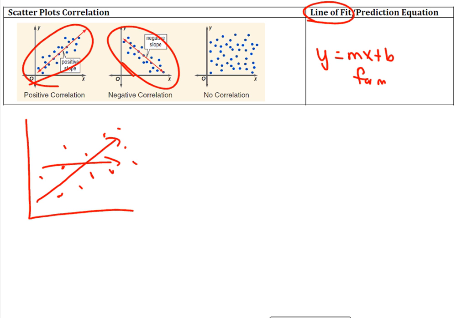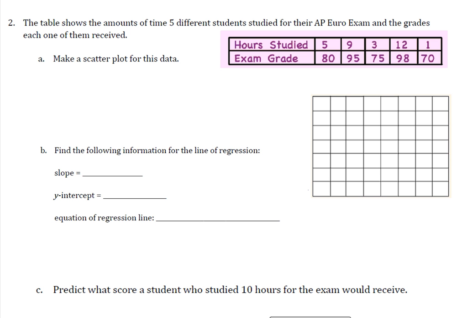All right, so you're running what's called a regression to figure out how close your line is to the data. So the table shows the amount of time 5 students studied for their AP Euro exam and the grades each of them received. So let's make a scatter plot for this data. Let the hours studied be X, let the exam grade be Y. So let's go by twos: 2, 4, 6, 8, 10, 12.